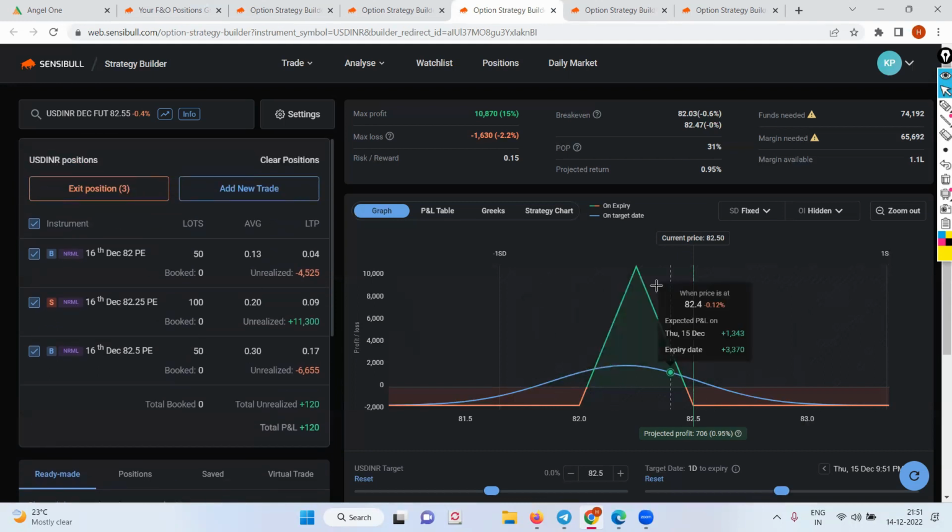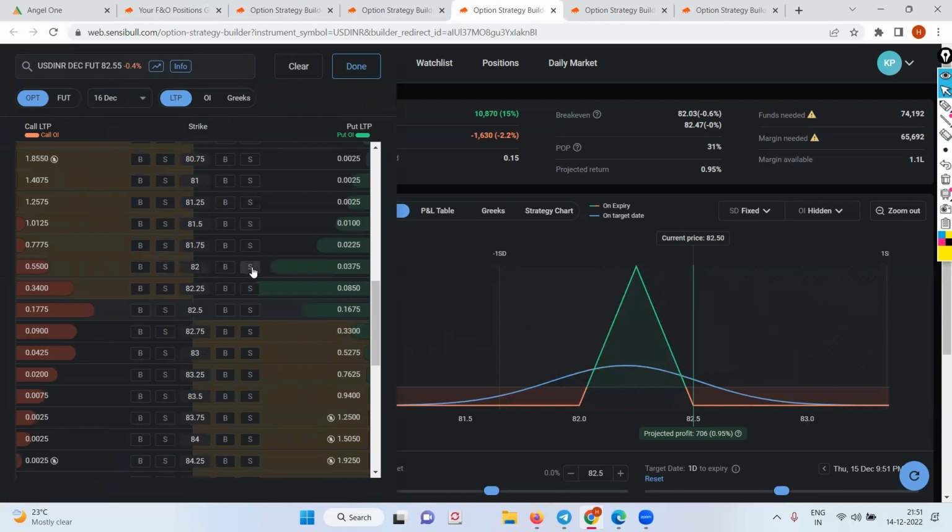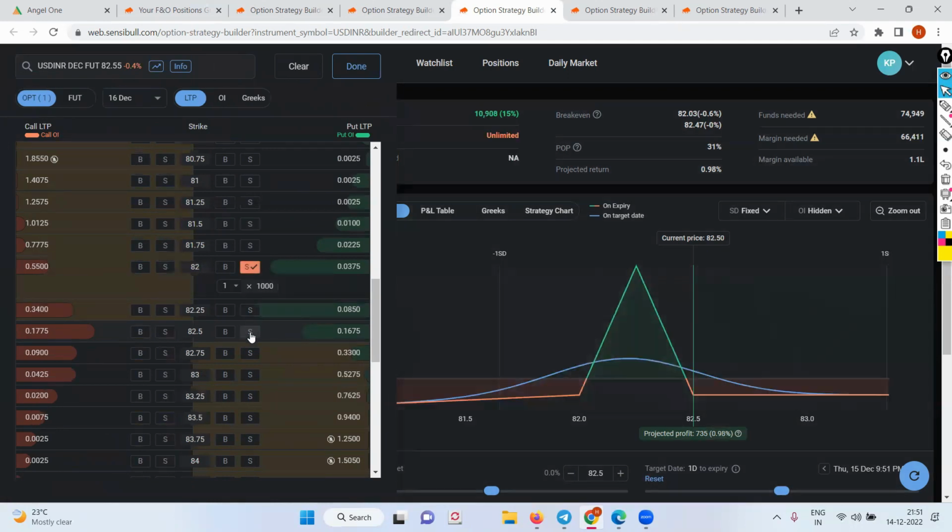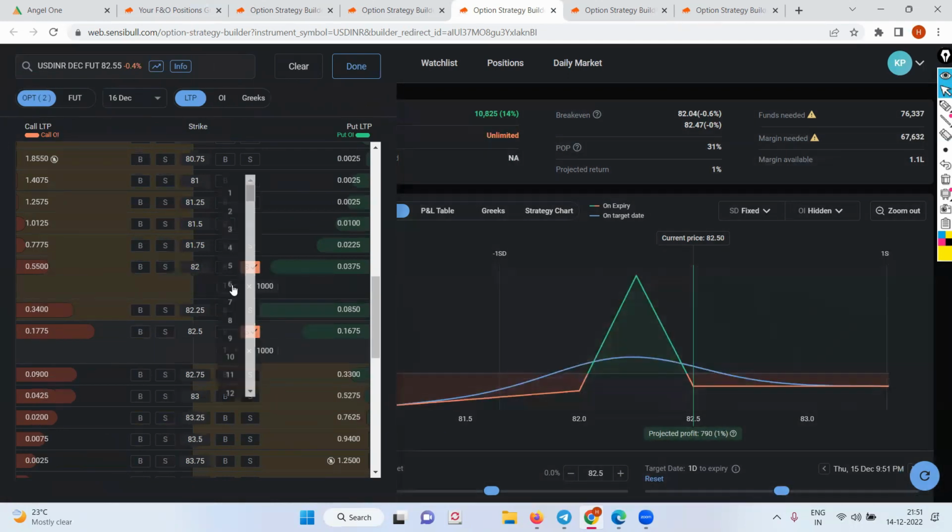See, if I want to convert this to a strangle, let me see. What I have to do is exit these two things, 82 and 82.5. Okay, let me make it 50.